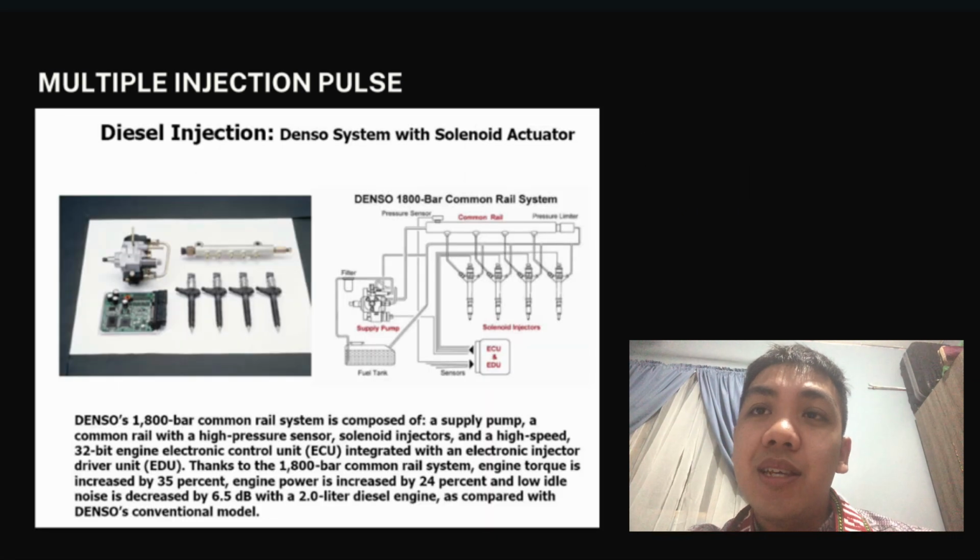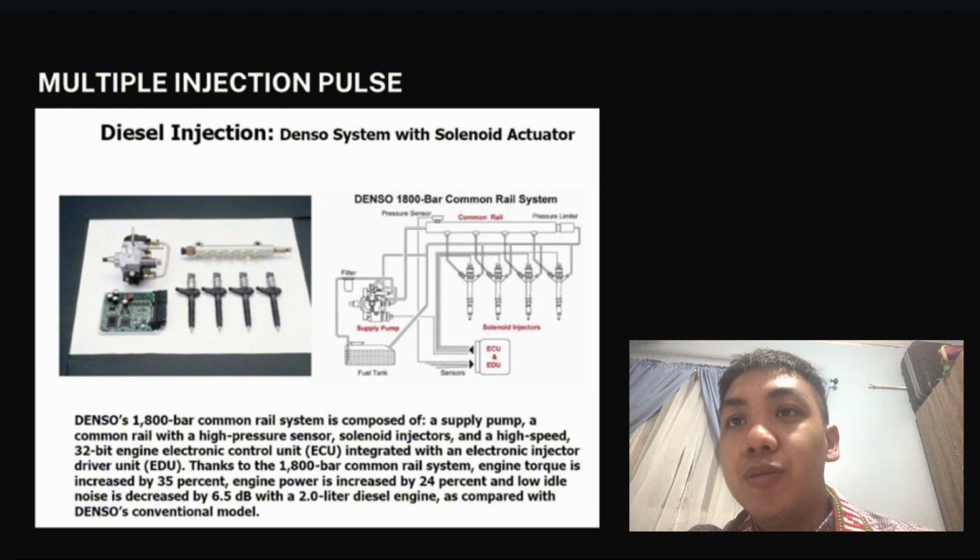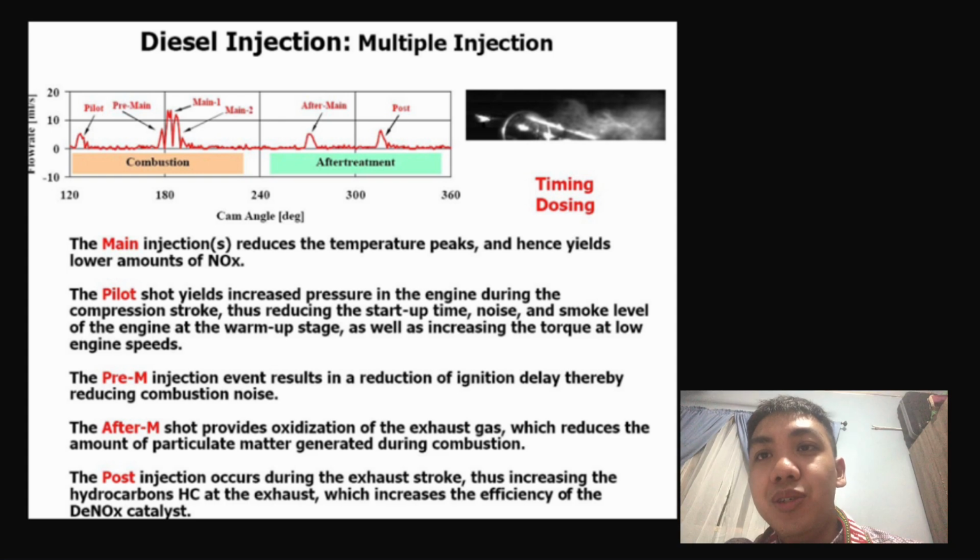This is an example of a commonly used common rail system which uses the multiple injection pulse system, which is the Denso system with solenoid actuator. Here is more information about this kind of multiple injection, commonly used on the common rail system. This is also another info about the post and pre injection.